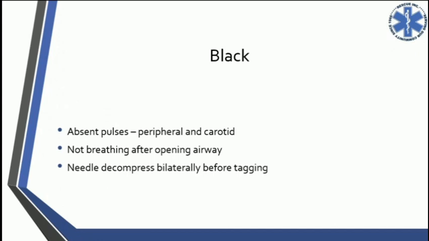And now we've got our bags, our heads, pulses, peripheral and carotid. No breathing, opening an airway. Black tag. Medic should be decompressing both sides of the chest before you tag someone black, if it's possible. Absolutely. If you're not a medic, you should tag them and move them. But if they're a medic, they should be decompressing the chest before they tag someone black. Before they stop resuscitating, they should decompress the side of the chest.